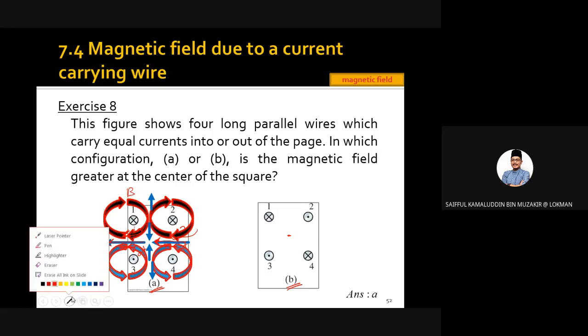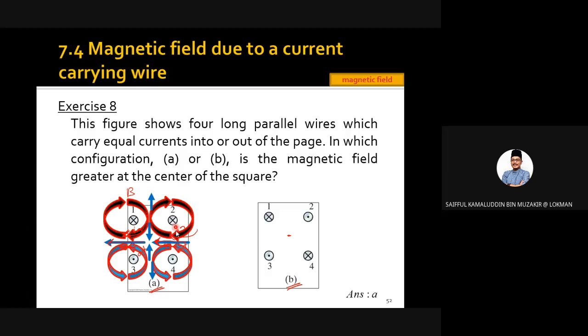Let's get the laser pointer. How about we change the laser pointer to another color? Oh, laser pointer is always red. I cannot change it. Never mind.